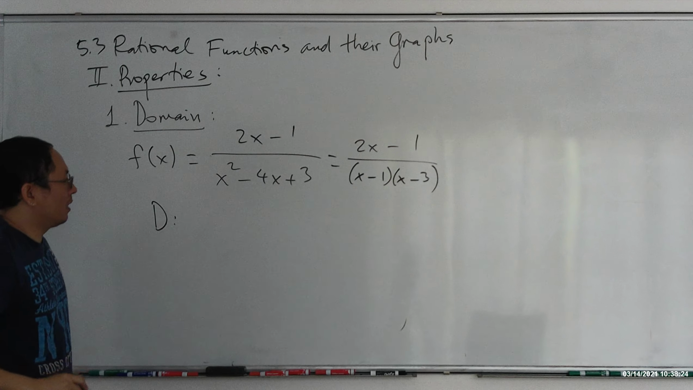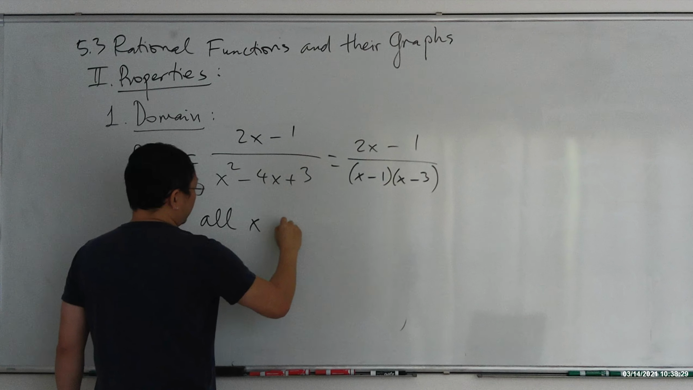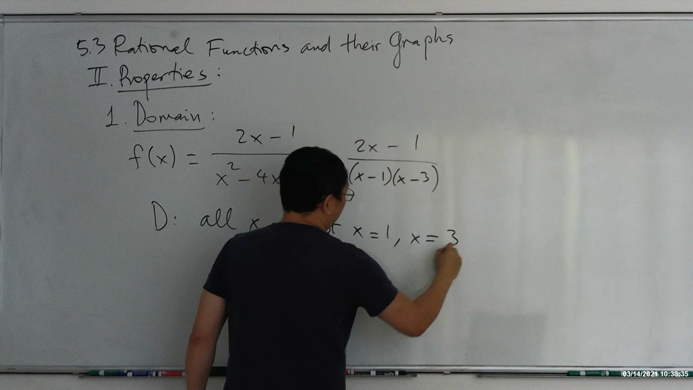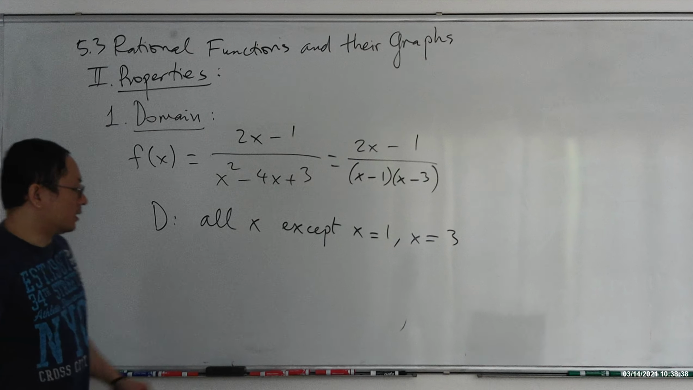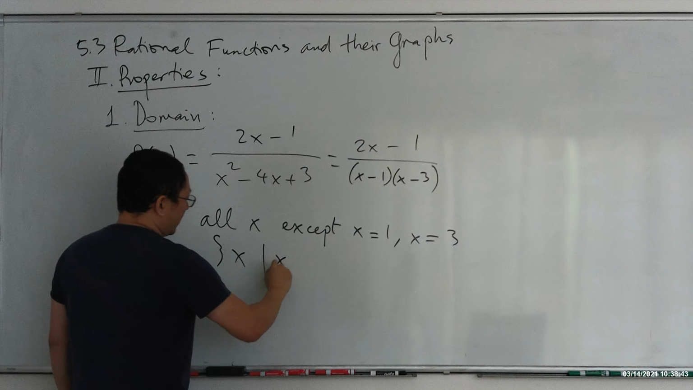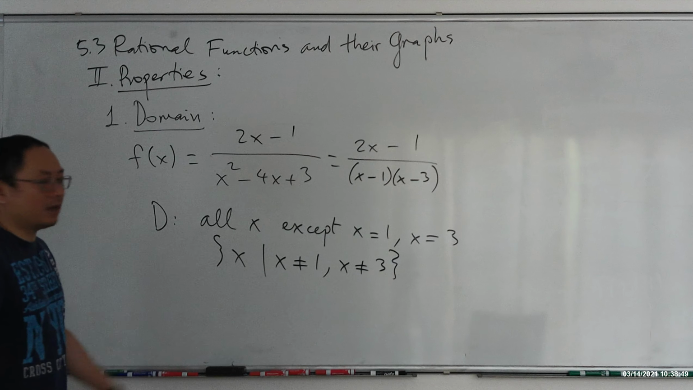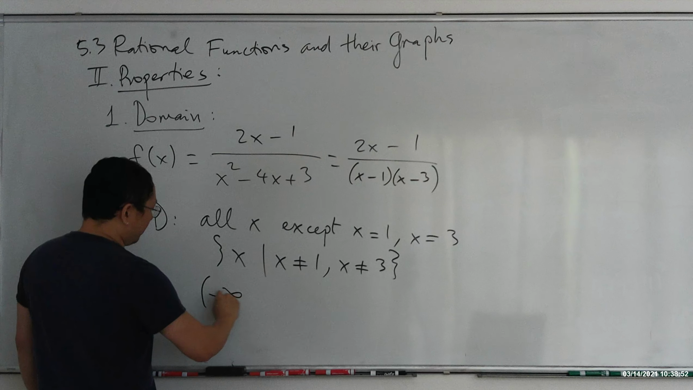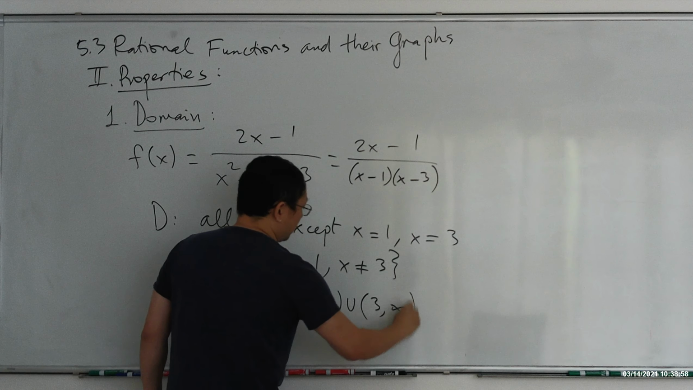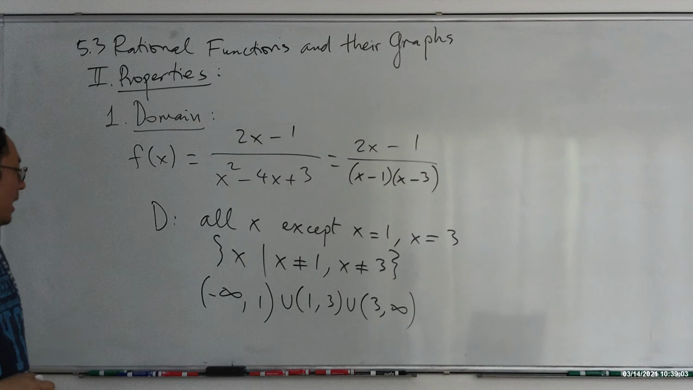Let me write all the ways. All real numbers x, except x equal to 1 and x equal to 3. Okay? Everything is good except for x equal to 1 and x equal to 3. Or you can write it this way: all x, x cannot be equal to 1, x cannot be equal to 3. Or if you want to use interval notation, it's going to be this: -infinity to 1, union from 1 to 3, and then union from 3 to infinity. Any one of those three ways is a good way to represent your domain.